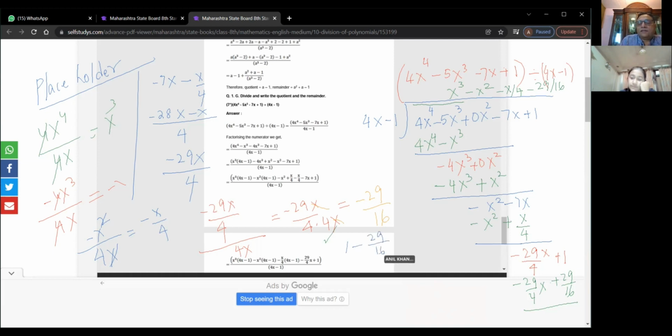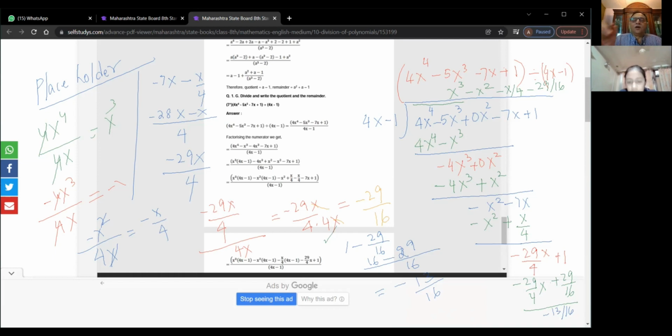Yes. So take 16 common denominator, and 16 times 1 is 16. 16 minus 29. Oh, sorry, 29, right? So what is 16 minus 29? Tell me. 16 minus 29 is 13. Minus, because the minus 13 will come, right? Minus 13 over 16, correct? So that becomes my remainder. Is this whole process clear to you?